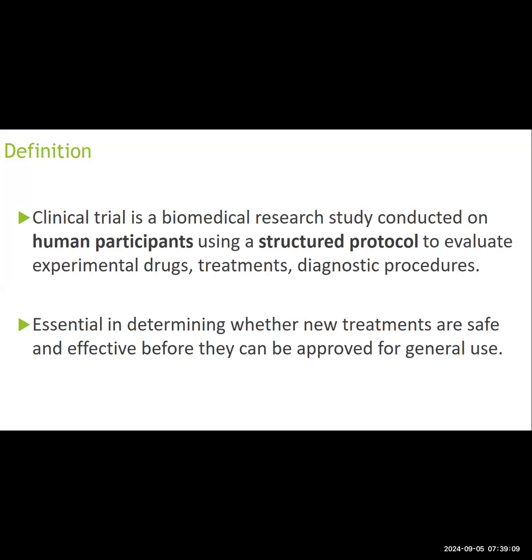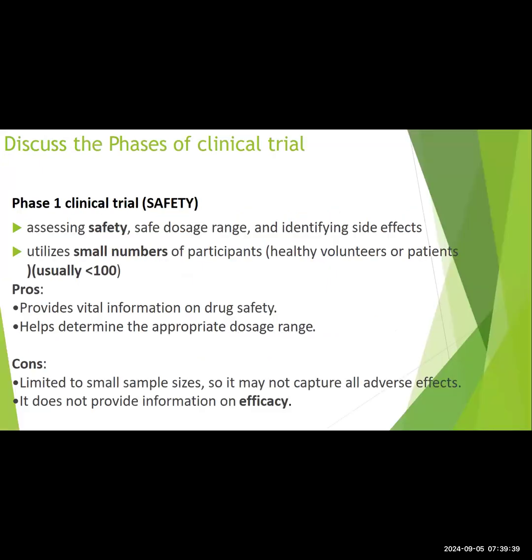So clinical trial is a biomedical or medical research study that is carried out in human participants using a structured protocol to assess experimental drugs, interventions, diagnostic procedures. It's essential in determining whether new treatments or interventions are safe or effective before they are approved for the general use. So the first question asks, what are the phases of clinical trial? There are 4 phases, phase 1 to 4. Phase 1 clinical trial assesses safety. We could call it the safety phase. It evaluates the drug safety, and also looks at the safe dosage range and side effects.